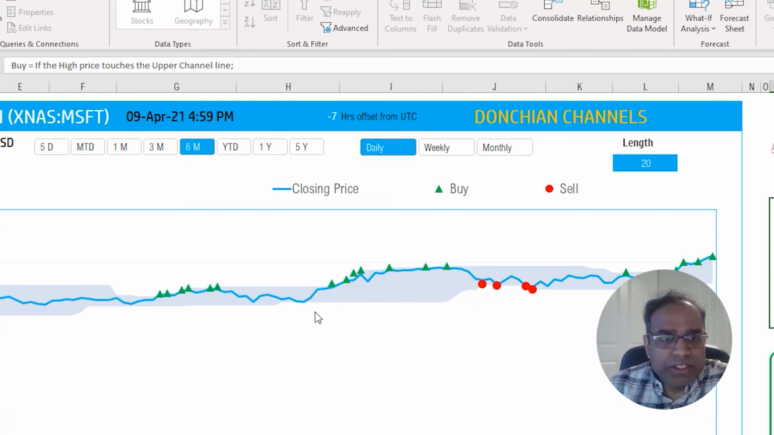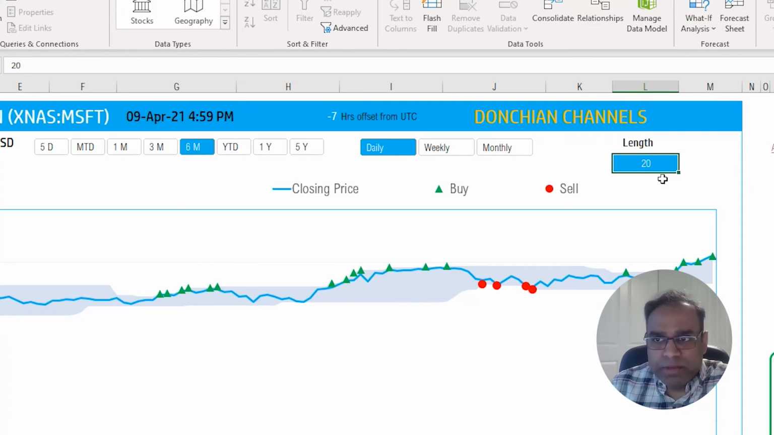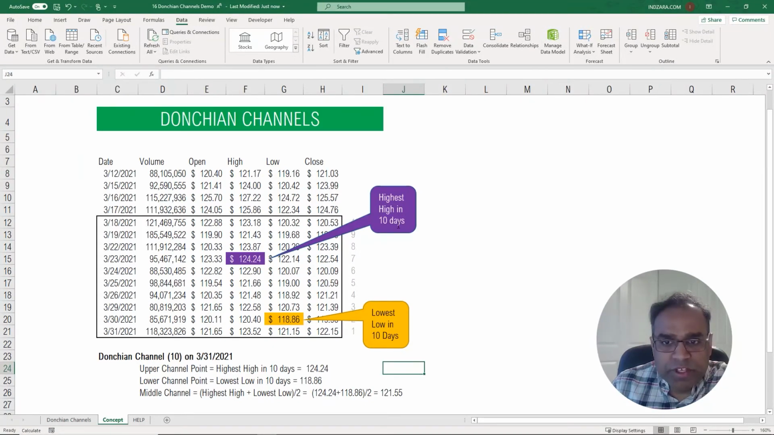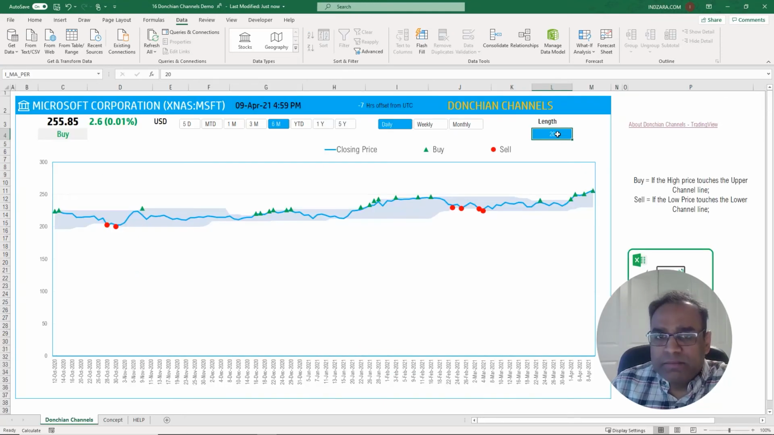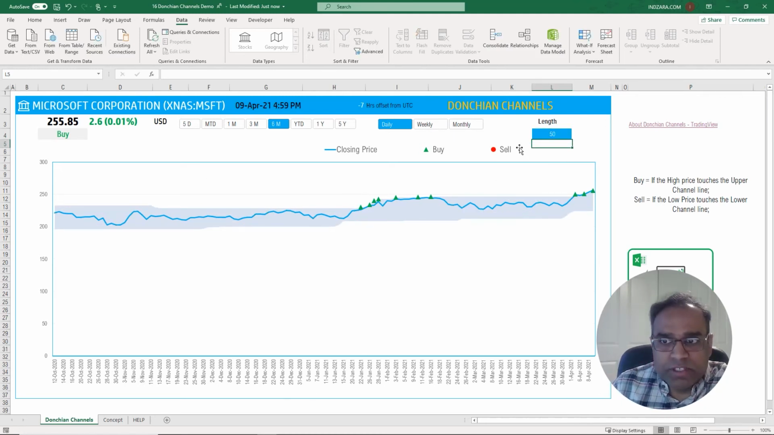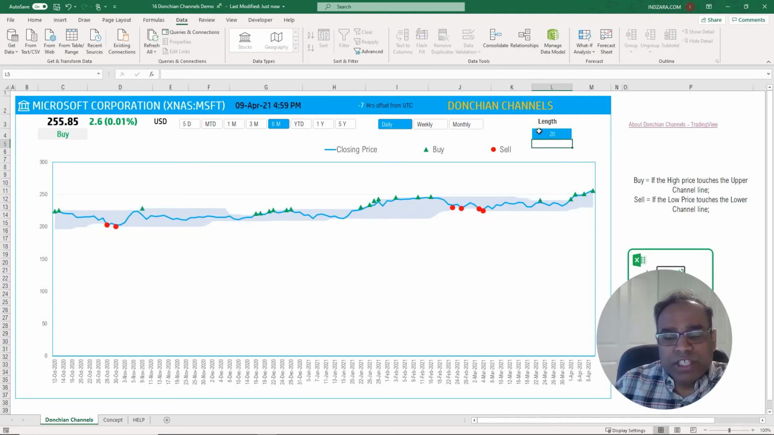One thing I haven't mentioned is the input parameter for the Donchian channels. There's only one input parameter, which is the length. If I go back to the concept, you saw that we were using a 10 period as an example, and it doesn't have to be 10. I think more common would be 20, but let's say 15 periods. Now you saw that the channel changed. Similarly, if I want to go 50, the channel will further change. Depending on what length you as a trader would be comfortable with, the channel will widen or narrow accordingly.